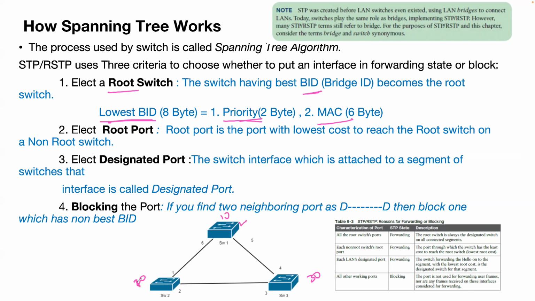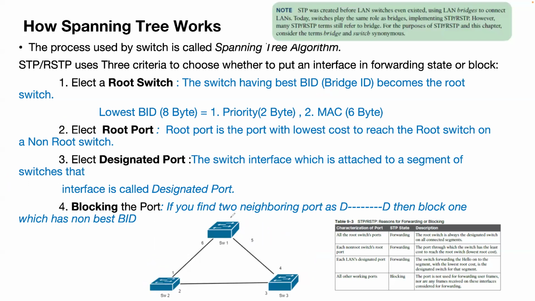Imagine he is also 10. If both are tied, then you go with the MAC address. Imagine his MAC address starts with 0011, his MAC address starts with 0111, his MAC starts with 0211. Who is having the lowest MAC address, starting with 0011? So based on that, he becomes the root switch. Simple, lowest bridge ID. Second will be electing the root port.